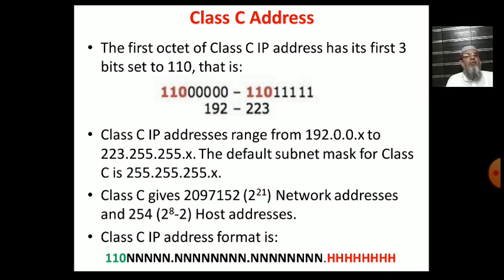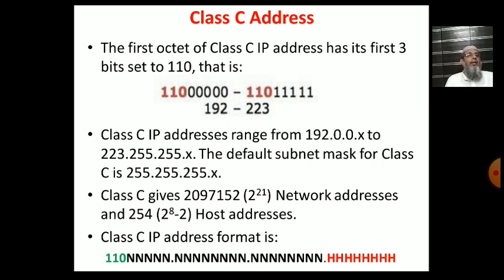And the default subnet mask of class C is 255.255.255.x. This is the defined one. Every class A, class B, and class C has a subnet mask. Class A has 255.0.0.0. Class B has 255.255.0.0. And class C has 255.255.255.0.